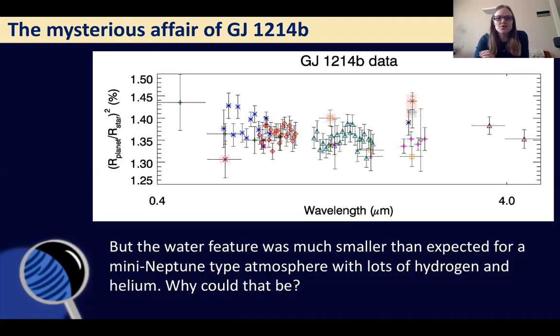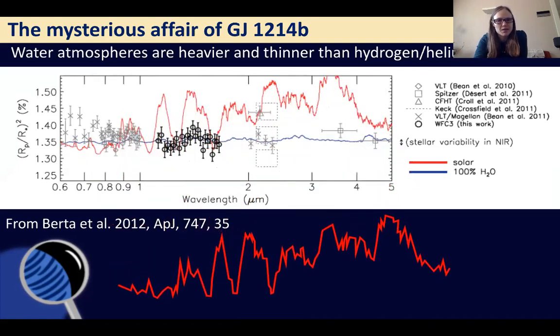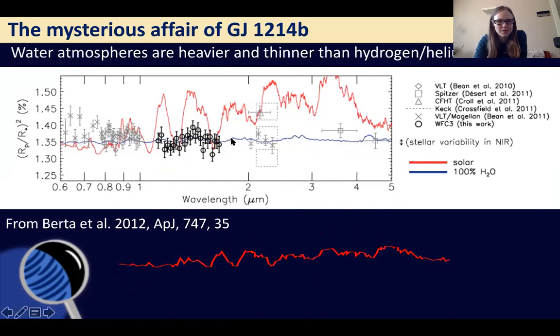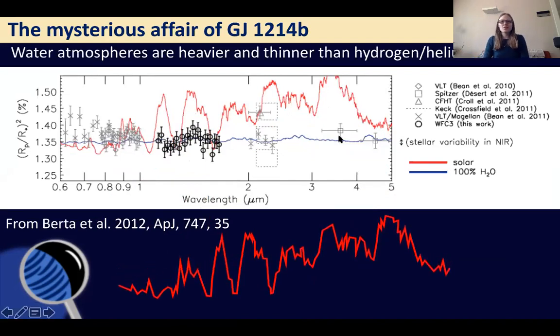Because that feature is much smaller than we would expect if we had an atmosphere like a miniature Neptune with lots of hydrogen and helium. So water atmospheres are going to be heavier than hydrogen and helium atmospheres, and that means they kind of get vertically squished. They're a bit thinner. So this is what we might expect if we had a hydrogen-helium dominated atmosphere for this planet. But if instead we make it 100% water, it goes much flatter and looks something like this blue line here. So that was great.